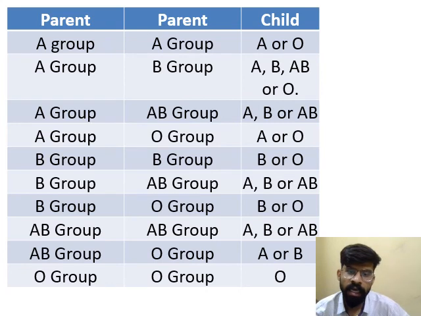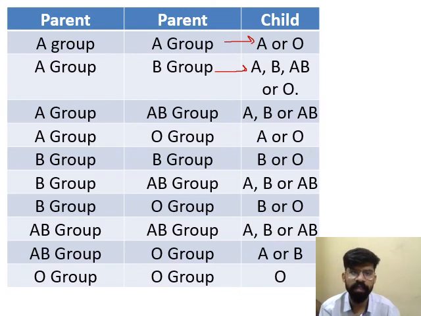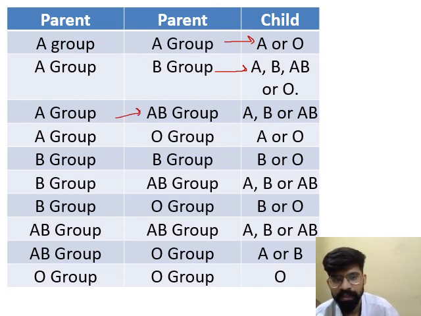This is again the same table with different parent blood groups and the phenotype of the child which may be present. If the parent has AA blood group, then the child will have A or O. If the parent has AB blood group, then the child will have A, B, AB or O. If the father has A blood group and the mother has AB, then the blood group will be A, B or AB. If the parent has A or O blood group, then the child will have A or O. If the parent has BB blood group, then it will have B or O. If the parent has B and AB blood group, then A, B or AB.